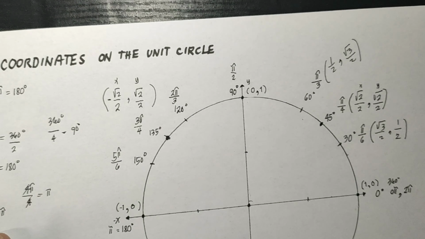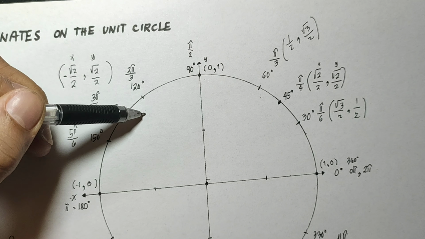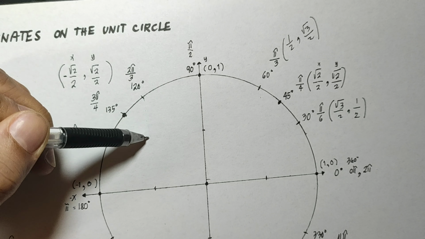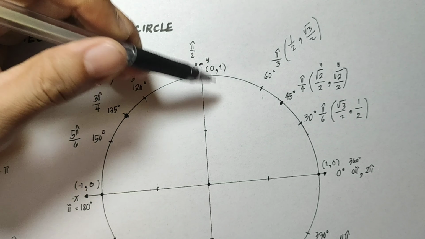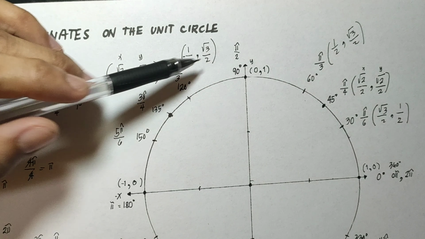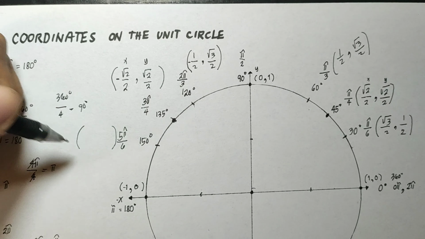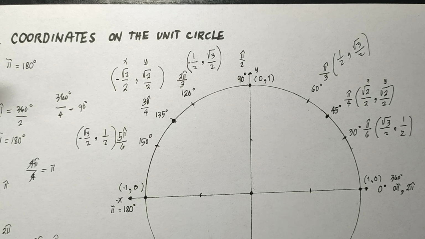Now, at 2 pi over 3 or 120 degrees, you'll notice your x is at 1 half, and your y is obviously not 1 half. So we place your x as 1 half and your y as square root of 3 over 2. But since we're in quadrant 2, your x will be negative. On the other side, they just swap, so it becomes square root of 3 over 2, comma 1 half, but your x here is negative because it's in quadrant 2.